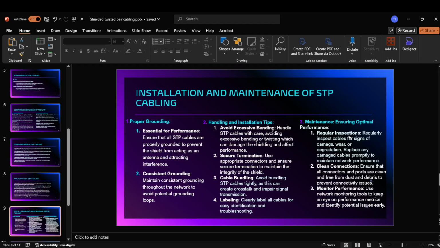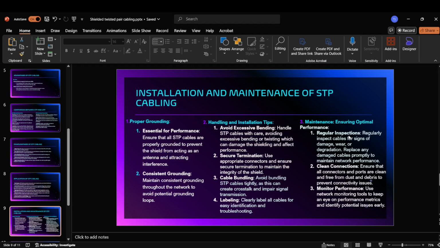Cable bundling. Avoid bundling STP cables tightly, as it can create crosstalk and impair signal transmission. Next is labeling. Clearly label all cables for easy identification and troubleshooting.